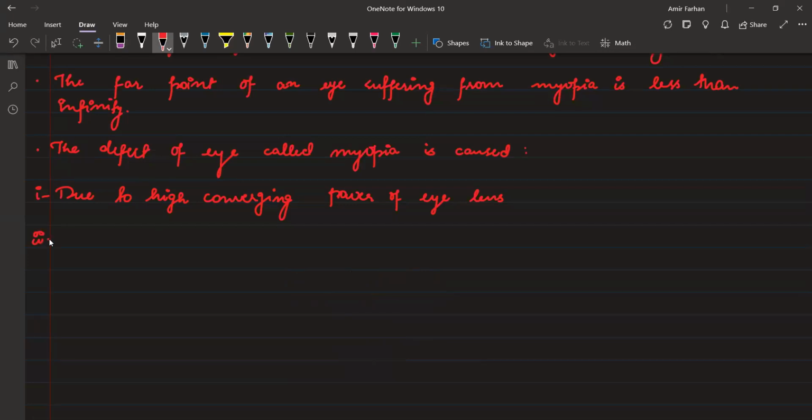And the next reason is that the eyeball becomes elongated. Why does it happen like that? Basically, this is due to the eye lens.